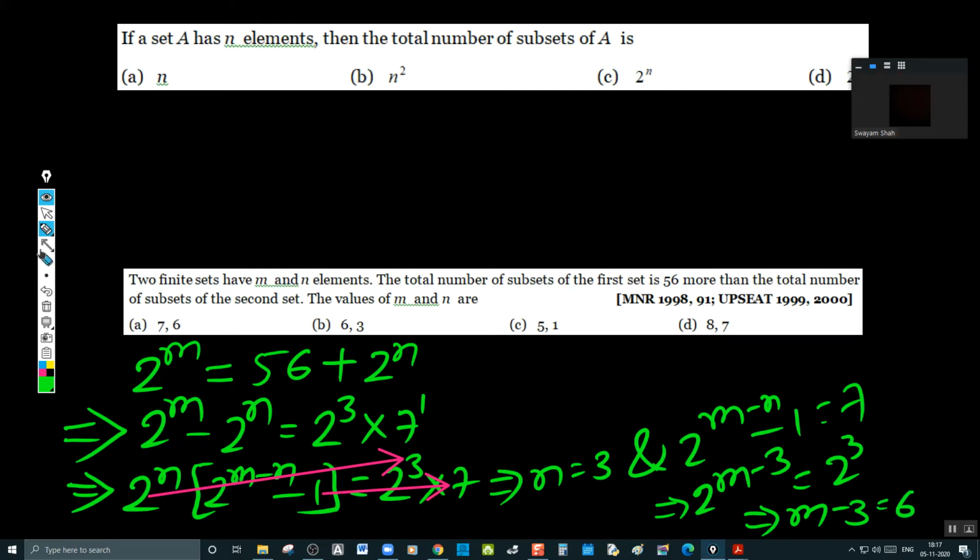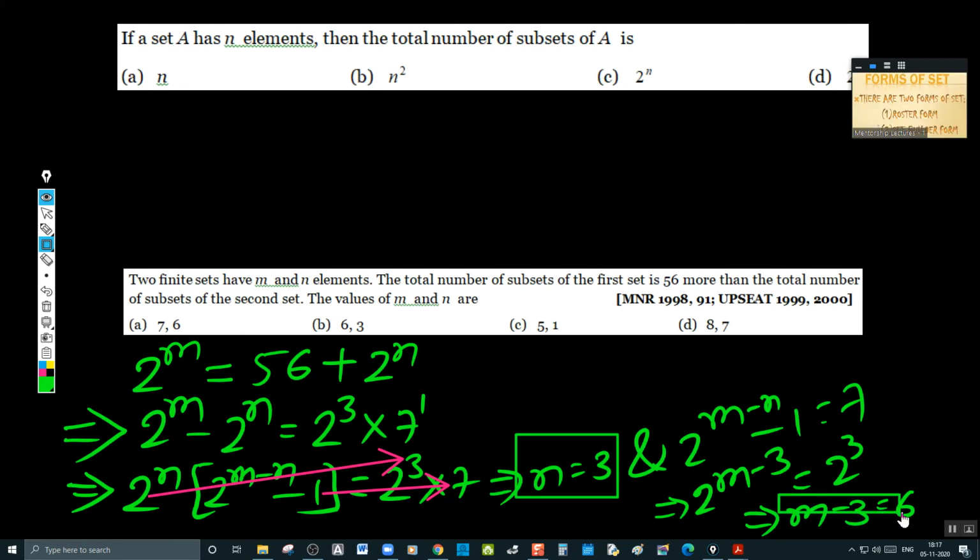Sir, we could write 56 as 64 minus 8. Okay. And then 2 raised to the power 6 and 2 raised to the power 3. Then we could directly get the values of m and n.